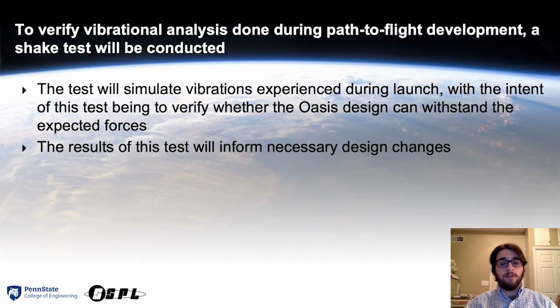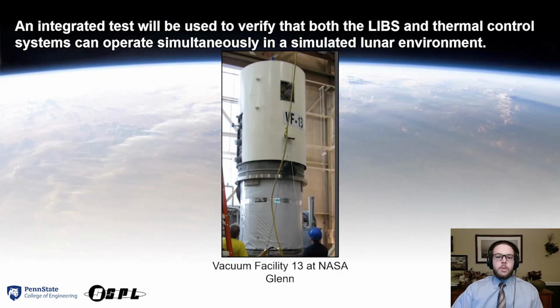As part of the path to flight process, a shake table test will be conducted as verification that the Oasis design will be able to withstand the forces experienced at launch. Based on the results of these tests, design changes will be implemented as necessary. If given path to flight, Oasis will also perform an integrated system test in a cryogenic thermal vacuum chamber in which ablation can take place, such as Vacuum Facility 13 at NASA Glenn.